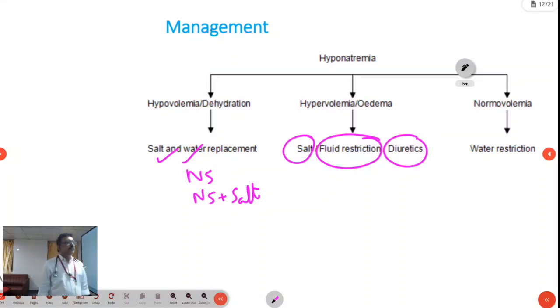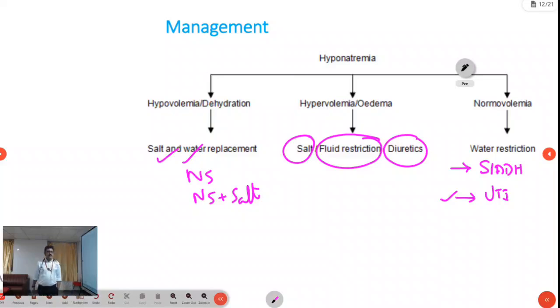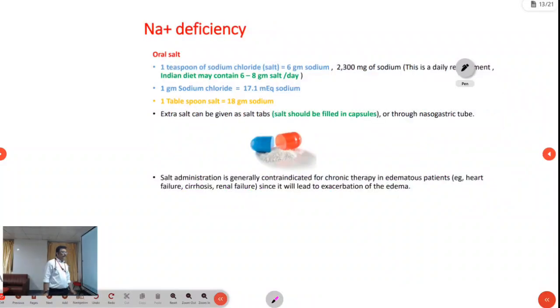Normovolemia with hyponatremia, I have told SIADH one important cause, then UTI is another cause. SIADH treatment is water restriction, UTI treatment is increased water intake. So both are entirely different. Treatment is entirely different. SIADH, you have to restrict the water. Urinary tract infection, you have to give more water so that the urine will be cleared very fast.